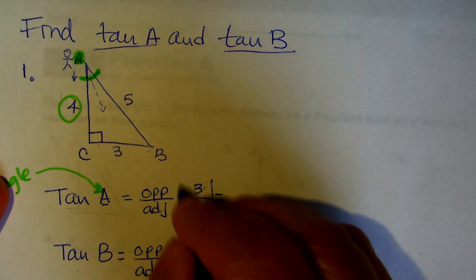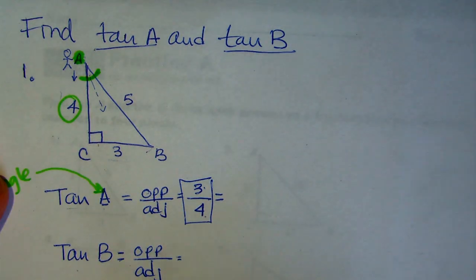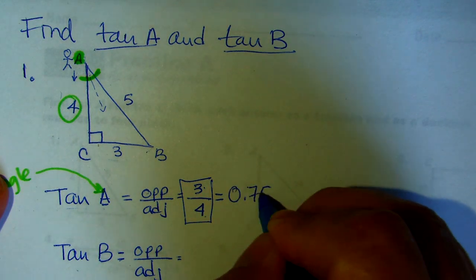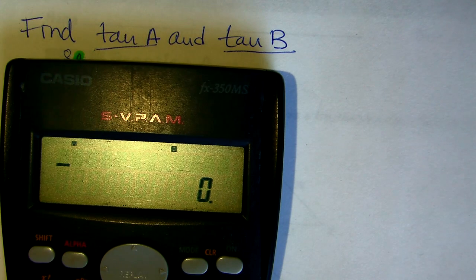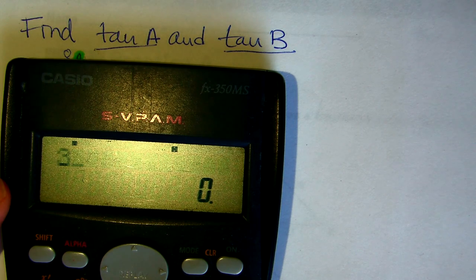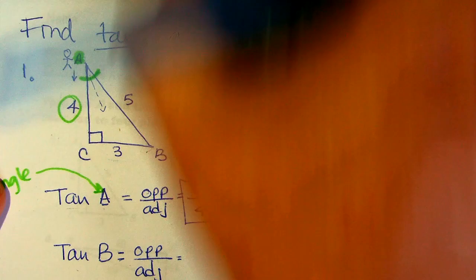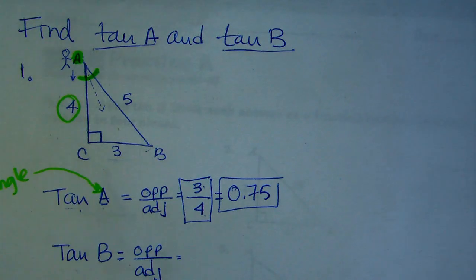So here's our fraction. And the decimal, if you just divide 3 over 4, what do you get? This is a very common decimal, 0.75. I found a little calculator with all the cleaning that I'm doing. So 3 over 4 gives you 0.75. So here's your answer for tangent of angle A. That's it.